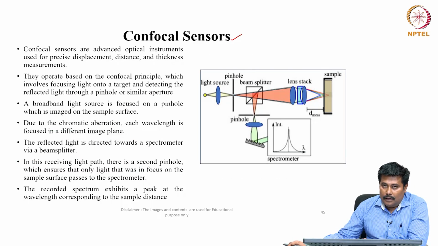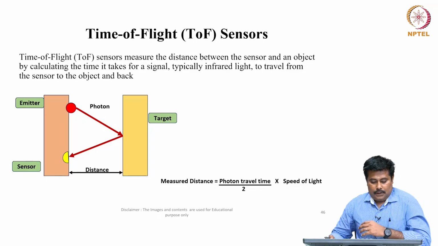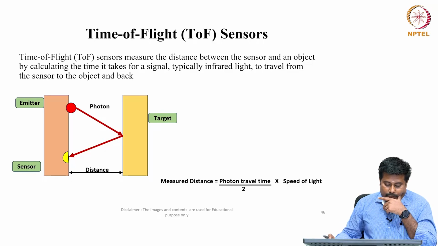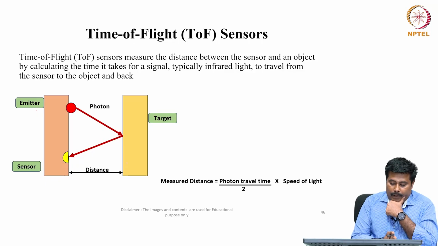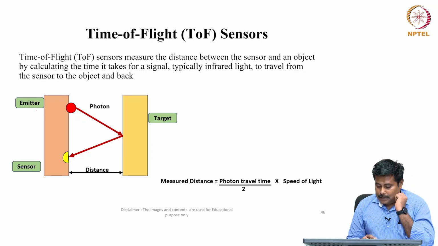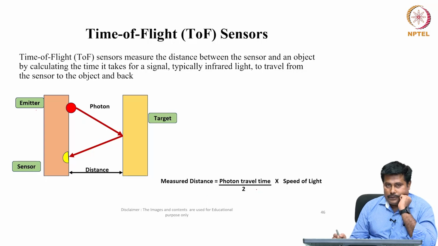The next configuration is called the time of flight configuration. In this time of flight configuration, we have an emitter and we have a sensor. The photon hits the target and then reaches the sensor. The distance between the one plane and the target plane is considered to be a distance d. The measured distance is the photon travel time divided by 2, multiplied by the speed of light.